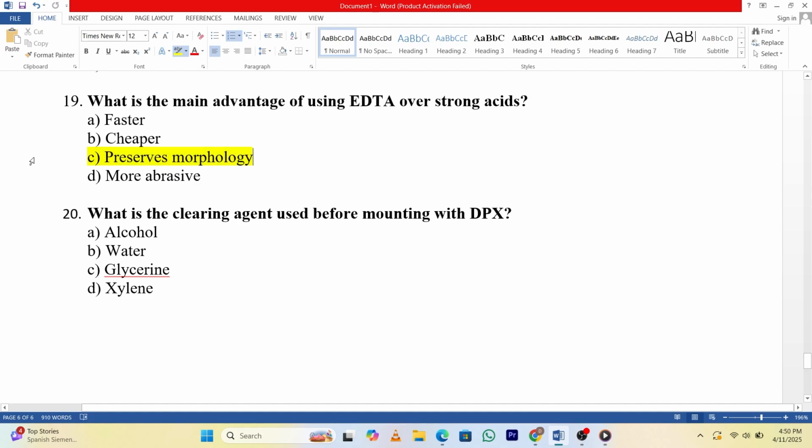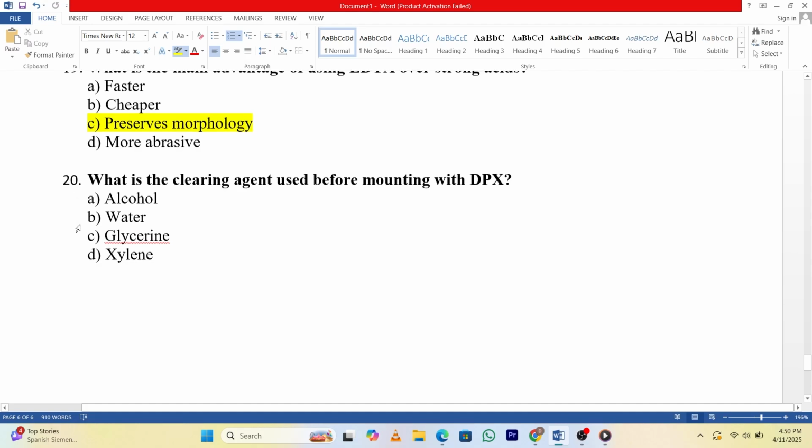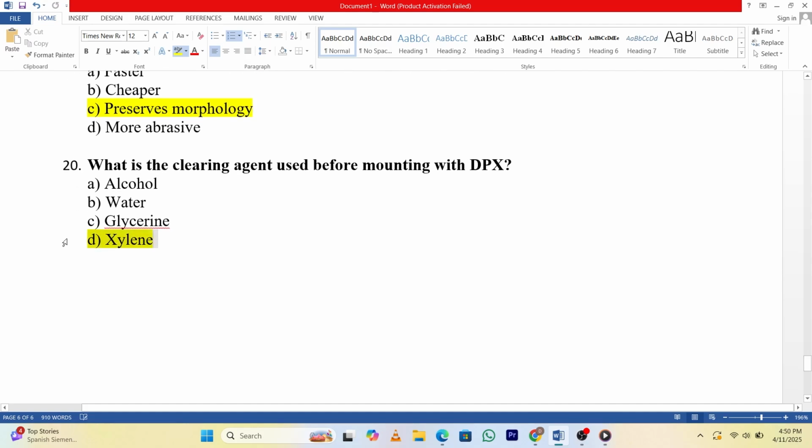20. What is the clearing agent used before mounting with DPX? A. Alcohol. B. Water. C. Glycerin. D. Xylene. Answer, D.